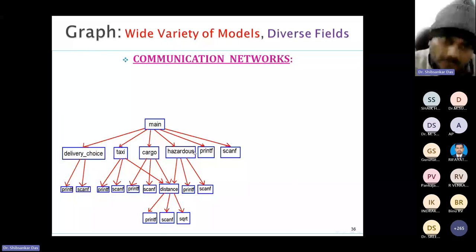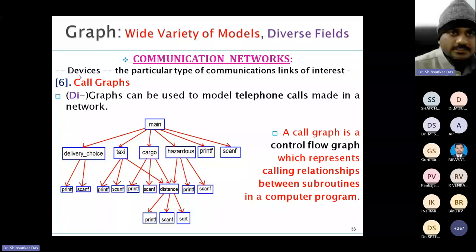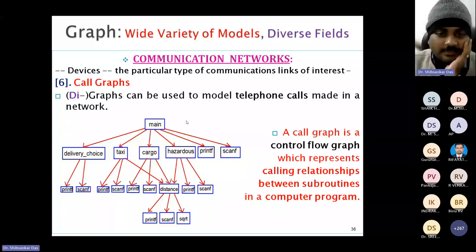For the case of communication networks, in a local area network the devices are vertices, and there are communication links between the devices. This is an example of a communication network. Another is call graphs. In the main function of a C program, there are several sub-functions, and these have further sub-functions. This function calls this function, and so on. These are examples of directed graphs, and here you can look at the control flow.